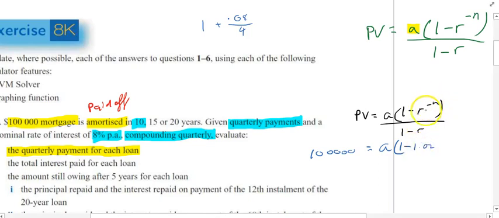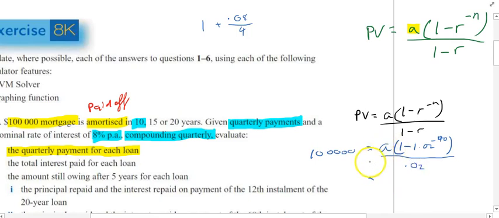1.02 to the negative n. Now, quarterly payments for 10 years, 4 payments a year for 10 years, the n is going to be 40 here. Careful that you don't just put in the number of years. Careful that you don't just default to 12 or something like that. Actually read the question and think about what's going on. Now, 1 minus r, that's 1 minus 1.02. I can just write 0.02 here.